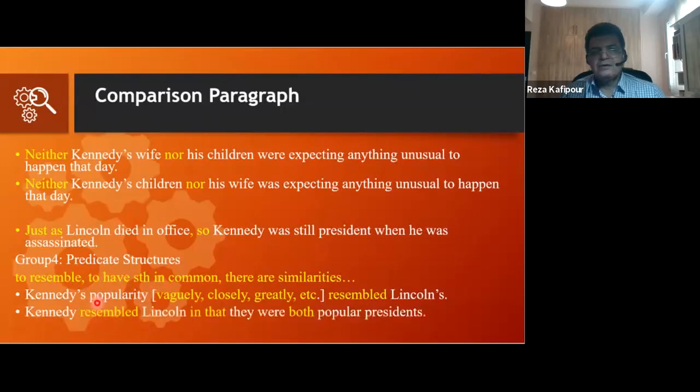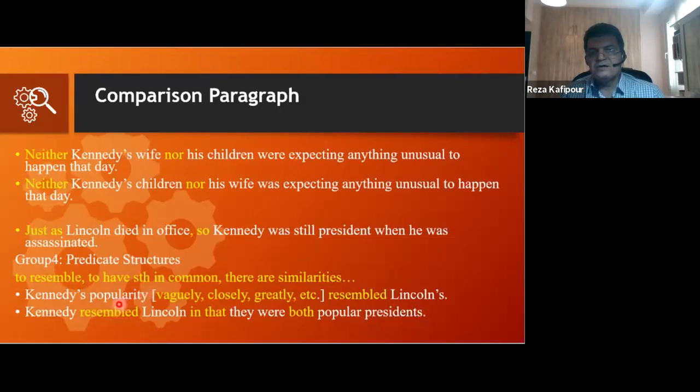The same idea can be reflected in this form. Kennedy resembles Lincoln in that. So sometimes we may use were plus in that. Kennedy resembled Lincoln in that they were both popular presidents. So if you look at this structure, one of them is more complete than the other. Which one? Actually, the second one. Why? Because we are providing more information in the second structure. The new information here is president.